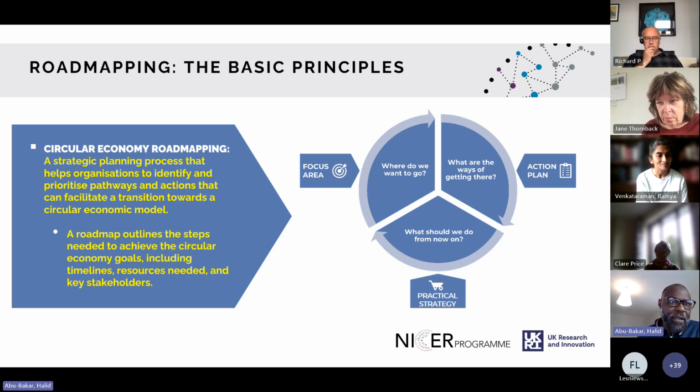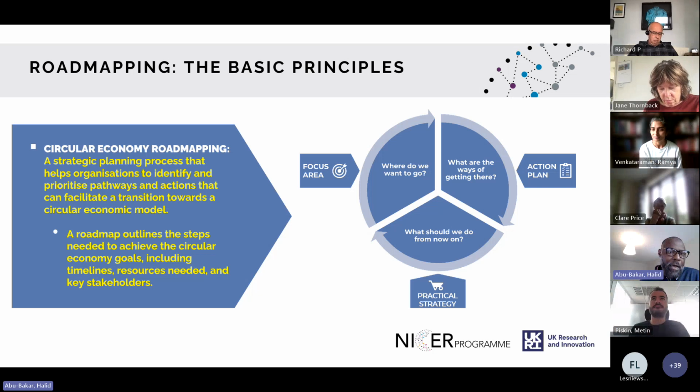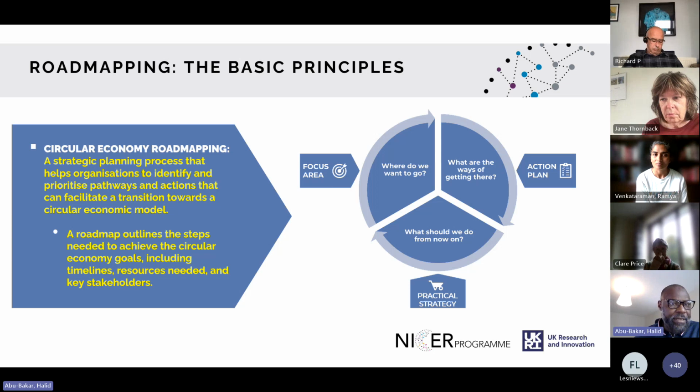So in general, road mapping is a strategic planning process of helping organizations to identify and prioritize pathways and also key actions to be tailored towards transitioning to a circular economic model. It is a very regimented endeavor, which outlines steps and the actions needed in order to achieve circularity. And there are core principles.